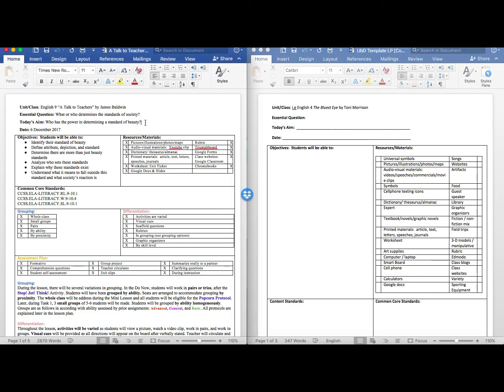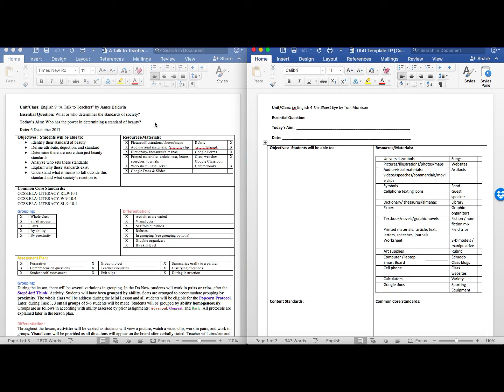So, aim and do now. What's going to be the goal of the lesson? For the one on the left-hand side, who has the power in determining a standard of beauty? Depending on what your aim or what your goal is going to be, you can put that here. You can consider this kind of like the title of your lesson plan. What is going to be the main focus of the specific lesson for that day? And then the date is obvious. What day is this lesson taking place? So that's the basic stuff.